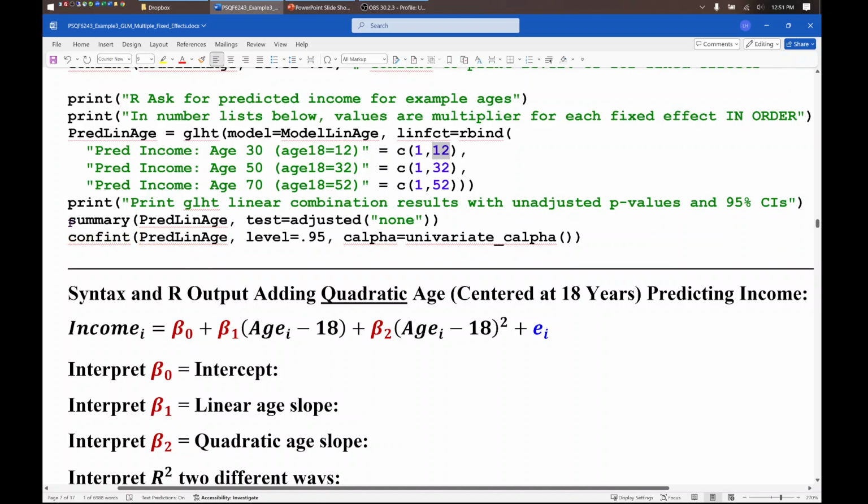I am then printing a summary in which I'm not asking for any p-value correction as well as a confidence interval. And I'm not going to need to do anything further with this output, which is why I have not saved it as separate objects. I'm just asking for the information to be printed in the output window.